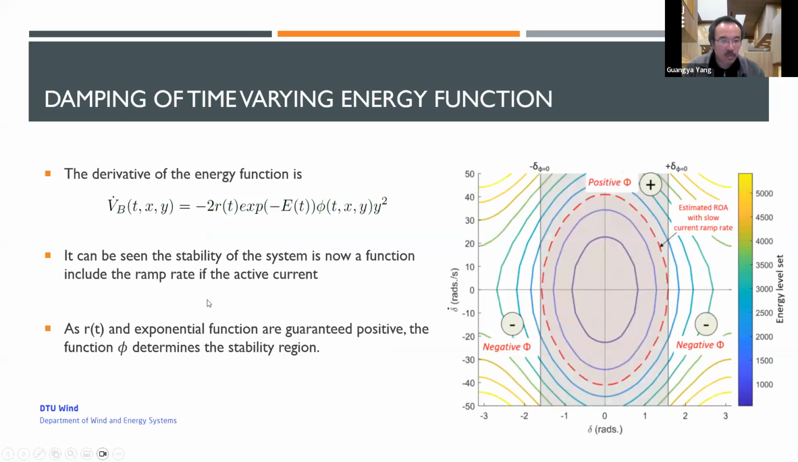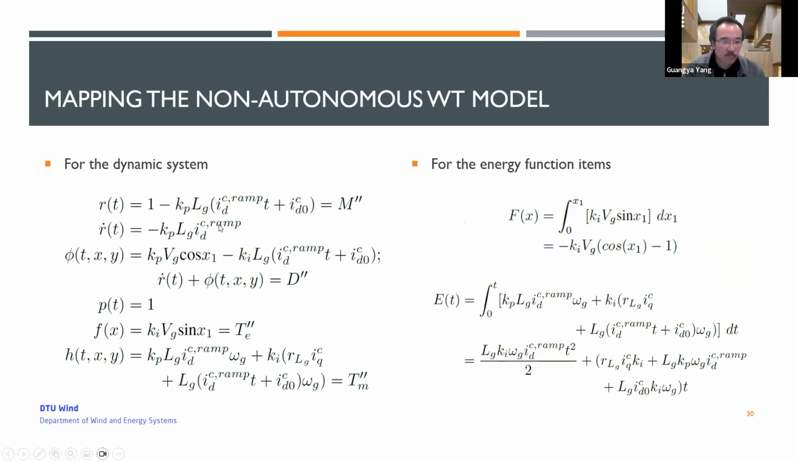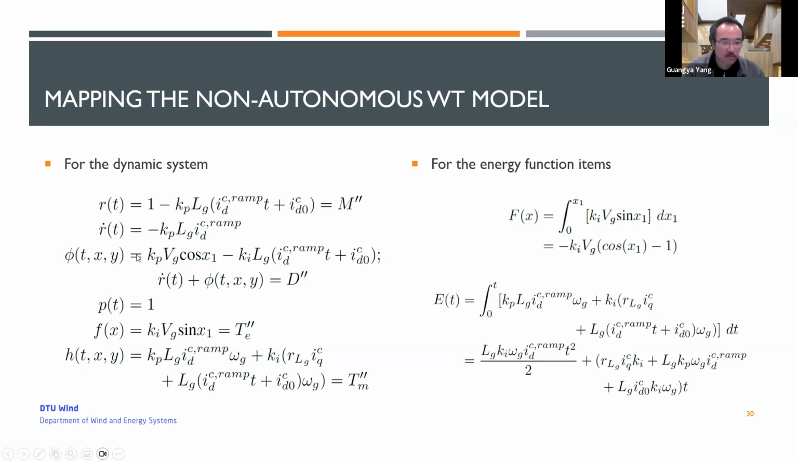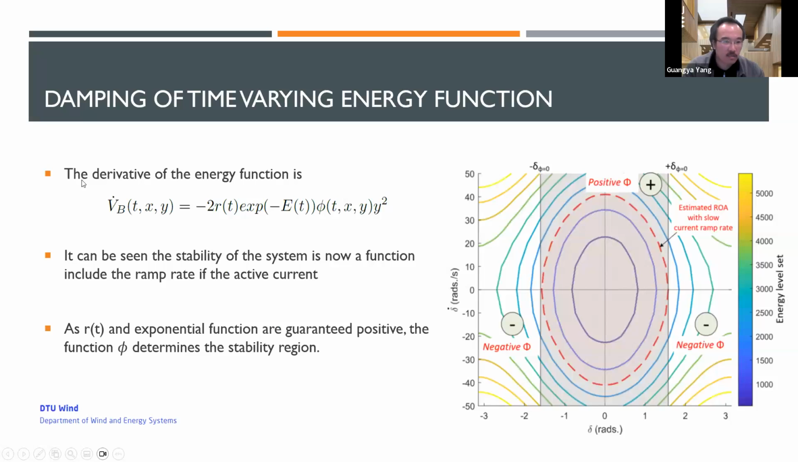And then we can look at the stability of the system, looking at the derivative of this energy function to see if it's stable or not. If we take the derivative of this energy function, we get this expression. The R dot T is positive because it's given here, and the exponential function is also positive. Then the question is this phi. Whether this function is positive or not will dictate whether this derivative is negative or not.